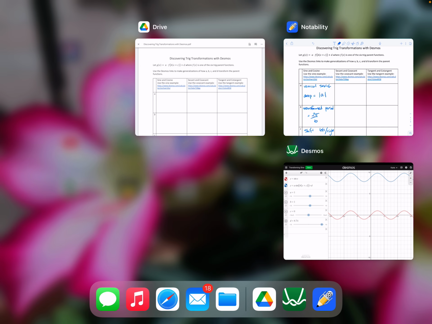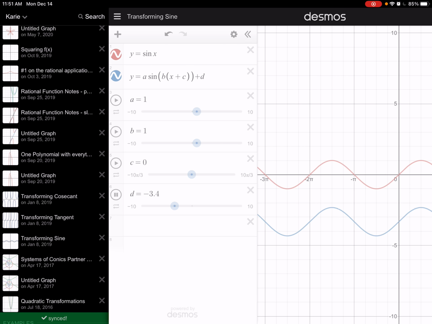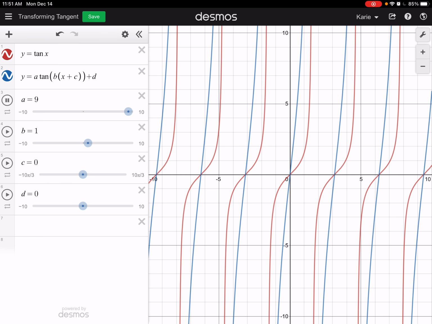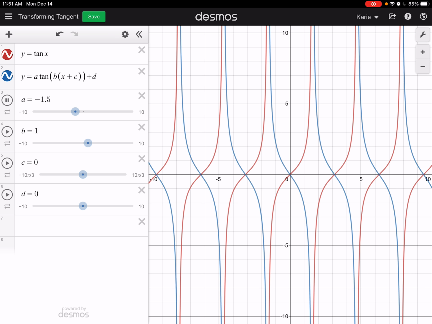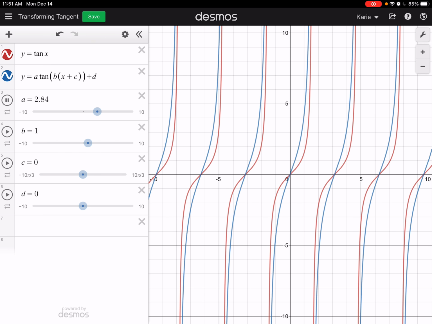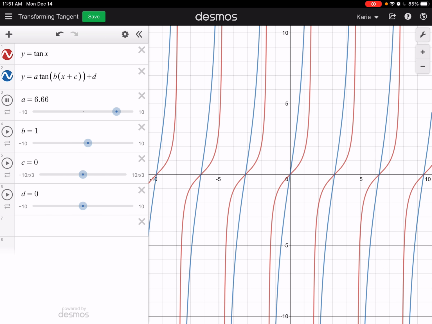Okay, looking at the next one, I have transforming tangent. I didn't do sine and cosine because they behave in a similar way. So first one, notice with A right here, it's a vertical stretch, and it's kind of boring, to be honest with you. So yeah, it's a vertical stretch.